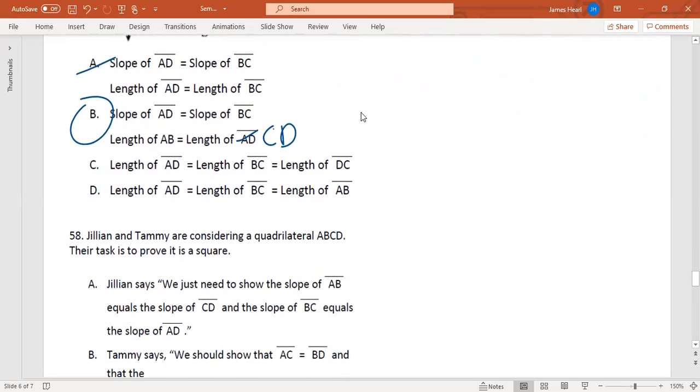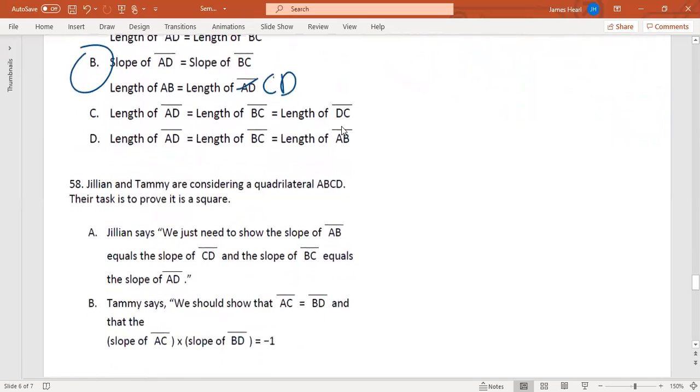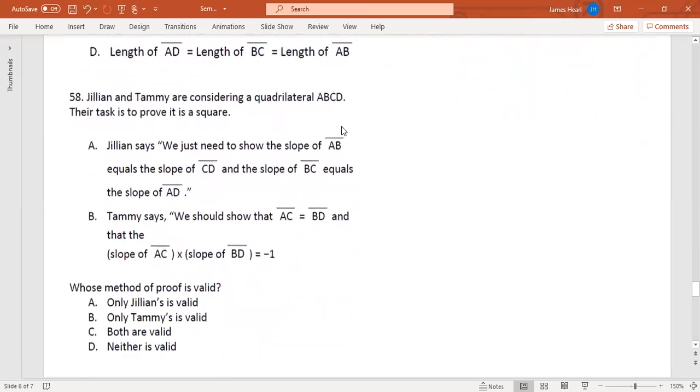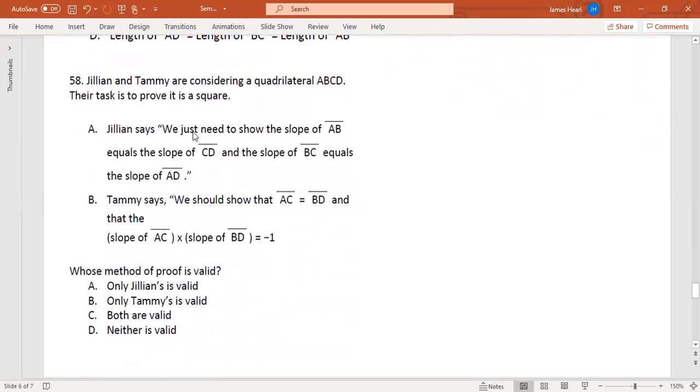considering a quadrilateral, the task is to prove that it's a square, so the question becomes, who's got the correct method? One person says we need to show that the slope of AB and the slope of CD are the same, and then BC and AD are the same. The second person claims we need to show that AC and BD are the same length, and the slope of AC and the slope of BD multiply up to be -1. The easiest way to check this is to actually go draw it.